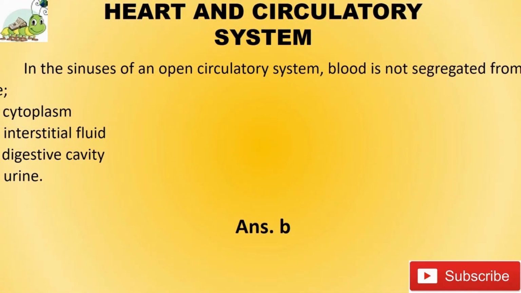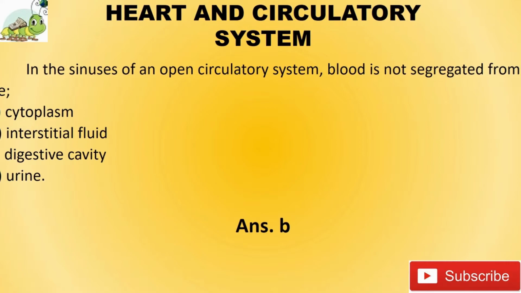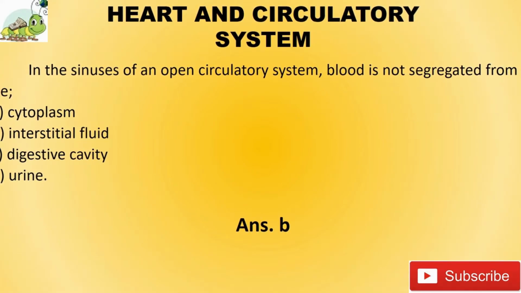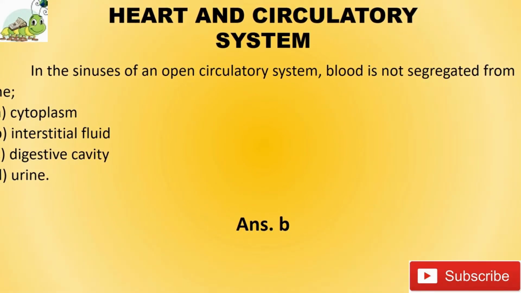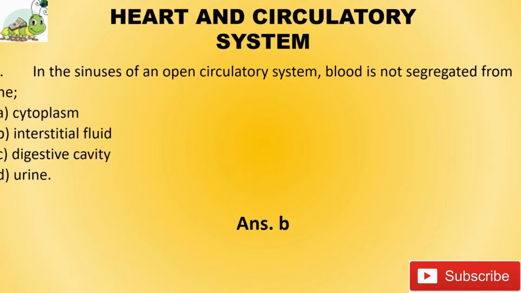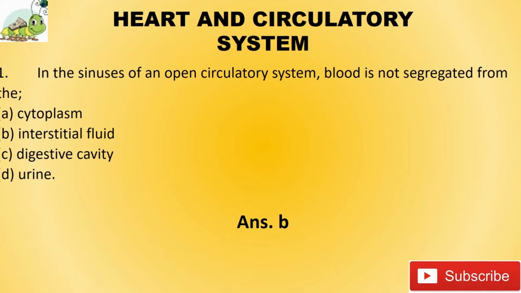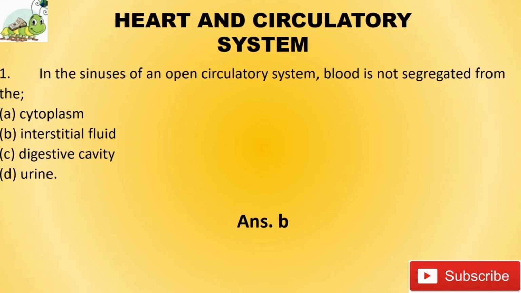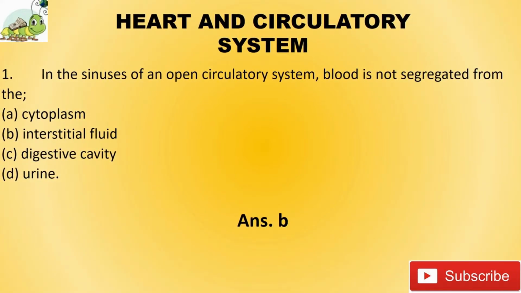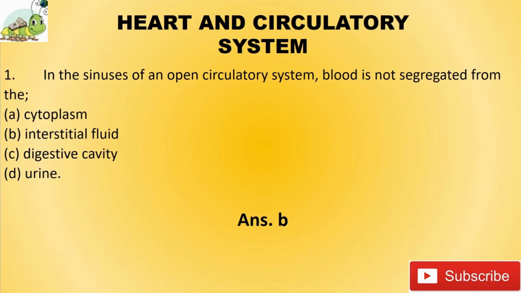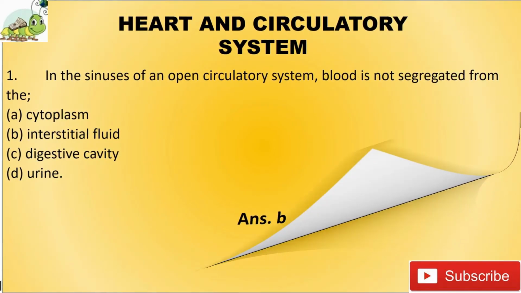Question number 1, answer is B. When the blood does not remain confined to the blood vessels and flows into spaces and channels called lacunae and sinuses in the tissues, it is termed as the open circulatory system. The open circulatory system is common to molluscs and arthropods.